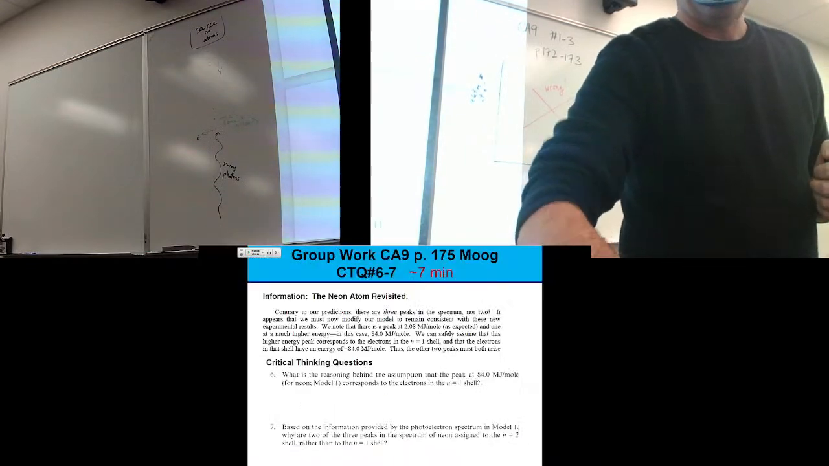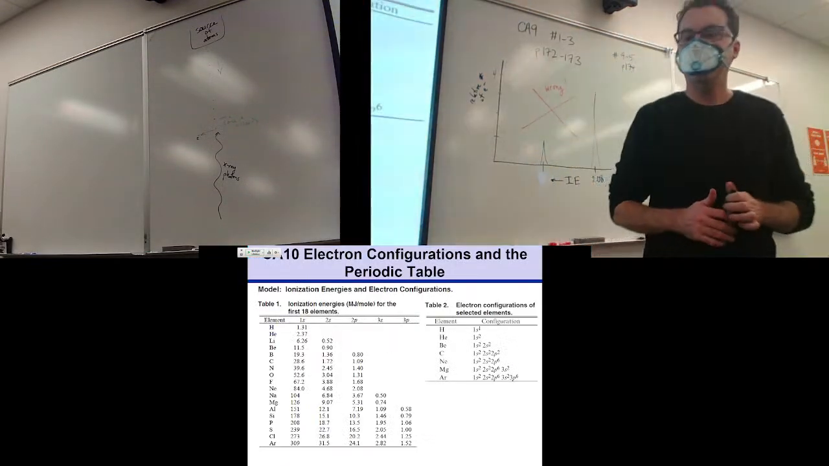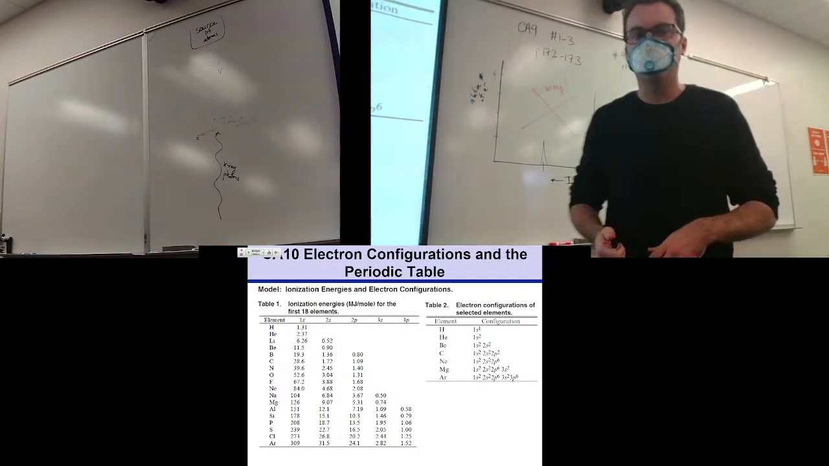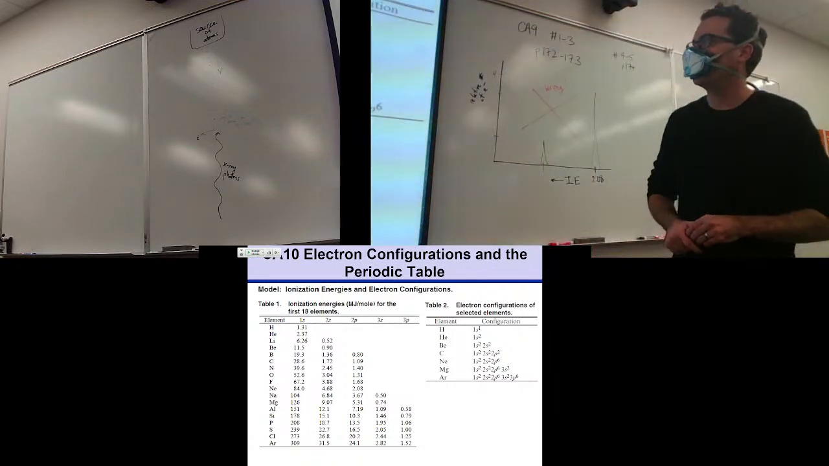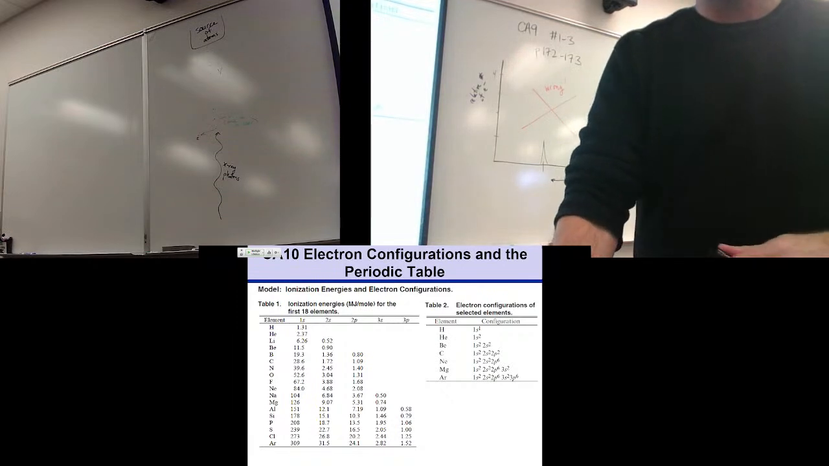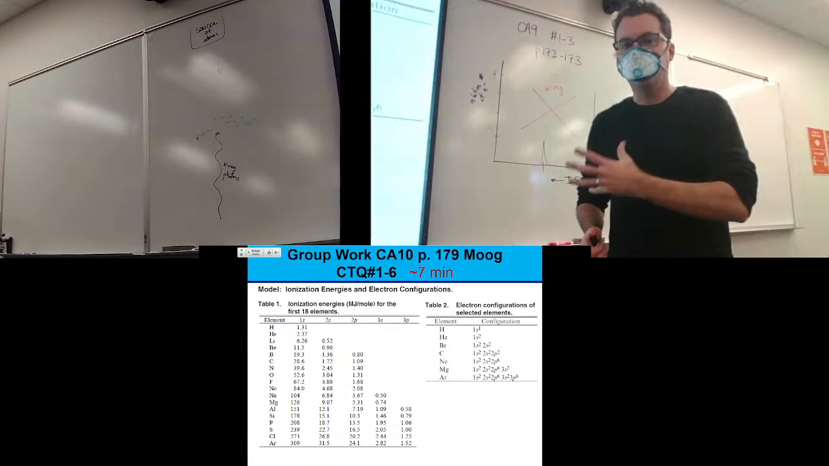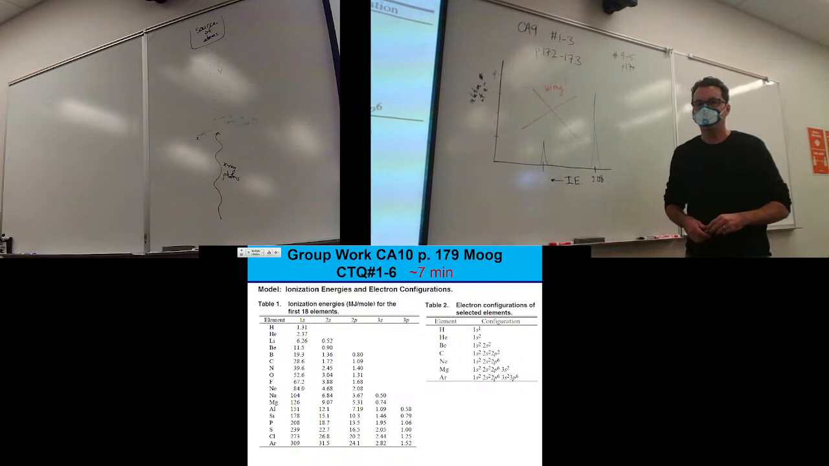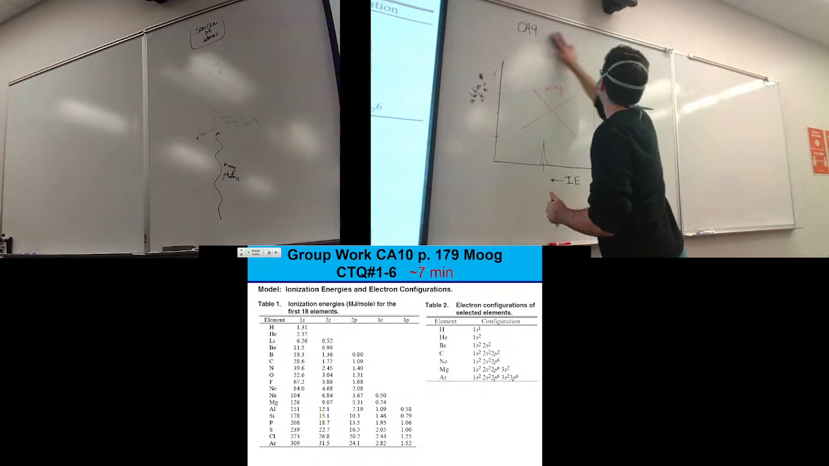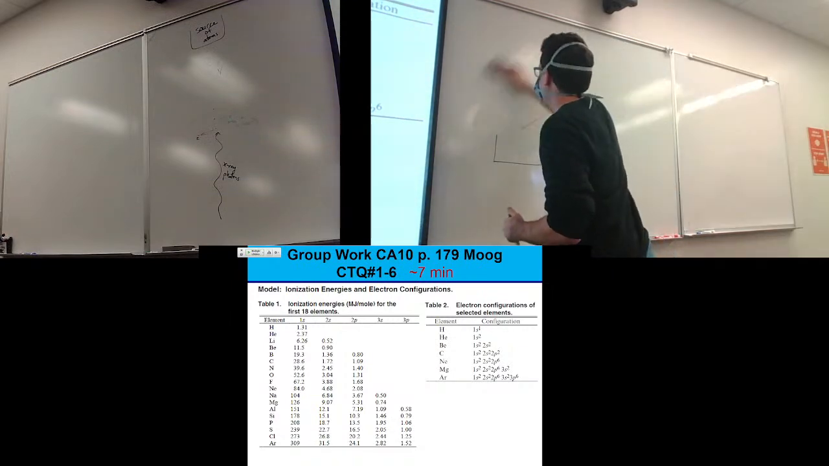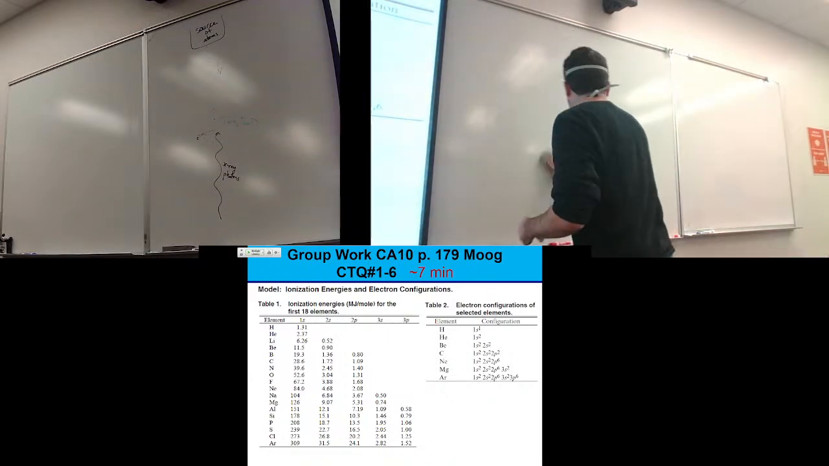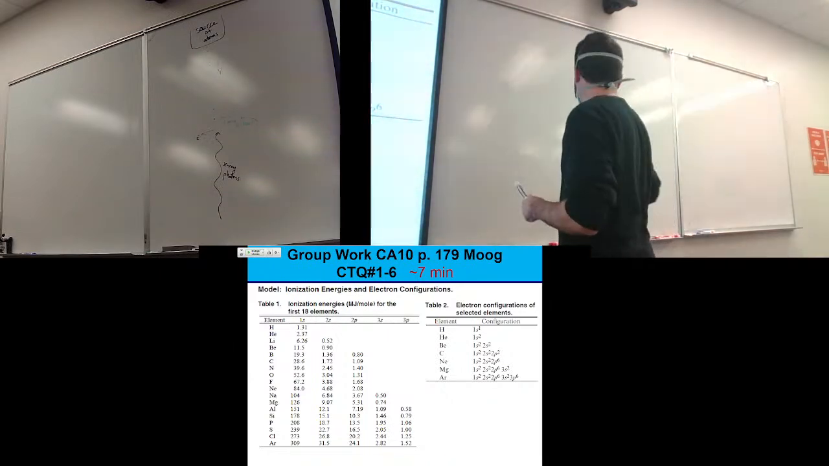All right, so that's it for that. Let's play with the electron configuration and these ionization energies, the photoelectron spectra energies, a little bit, and see what kind of information we can pull out of these. This is one I'd like you guys to do: chem activity 10, page 179, questions 1 through 6. Just look at the data and see what you can glean from it.